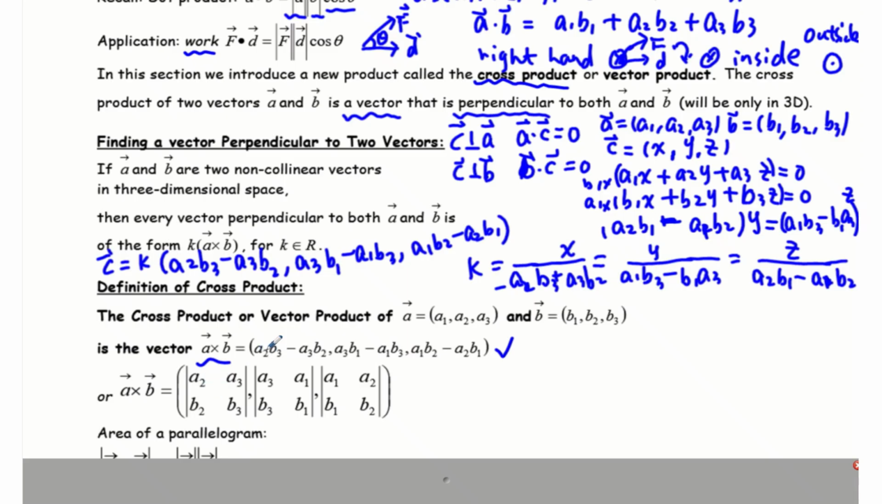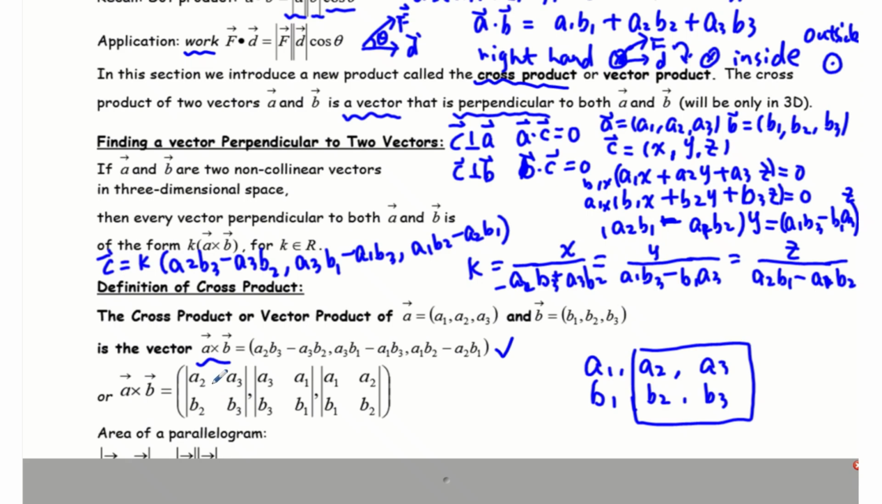So it's kind of a matrix. The first row is just A1, A2, A3 on the top, and B1, B2, B3 at the bottom. For the first one, we just use this part: A2, B2, A3, B3. And the operation for this one is cross multiplication: A2 B3 times minus A3 B2. That is our first, x direction.